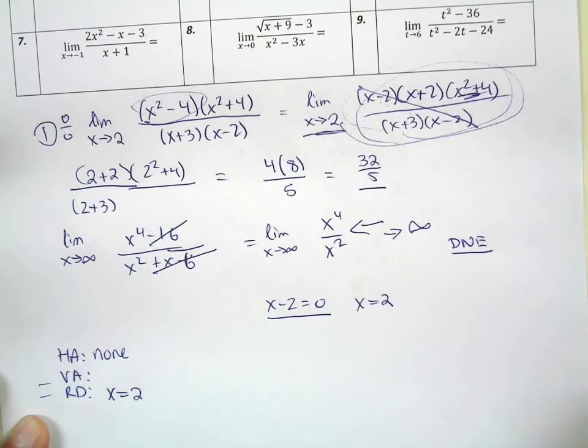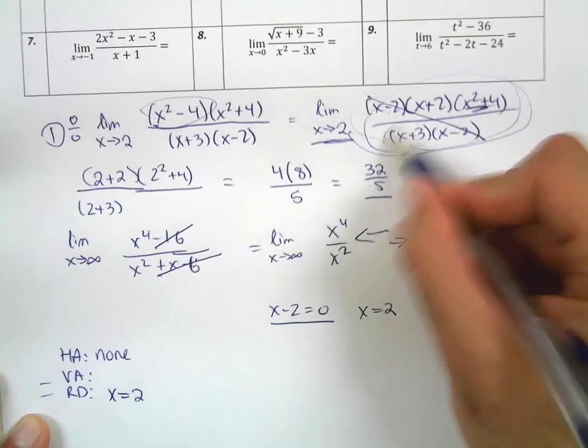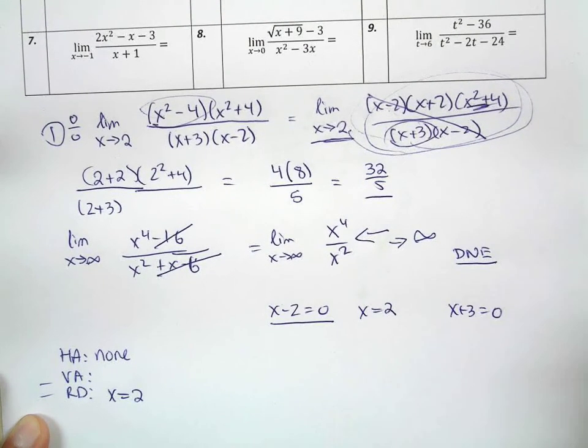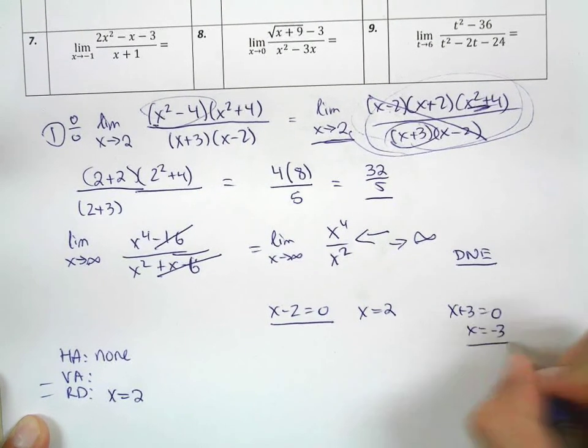What's left on the bottom? That's right. X plus 3, only thing that's left on the bottom. I set that equal to 0. Solve for x. X is negative 3. That's my asymptote.